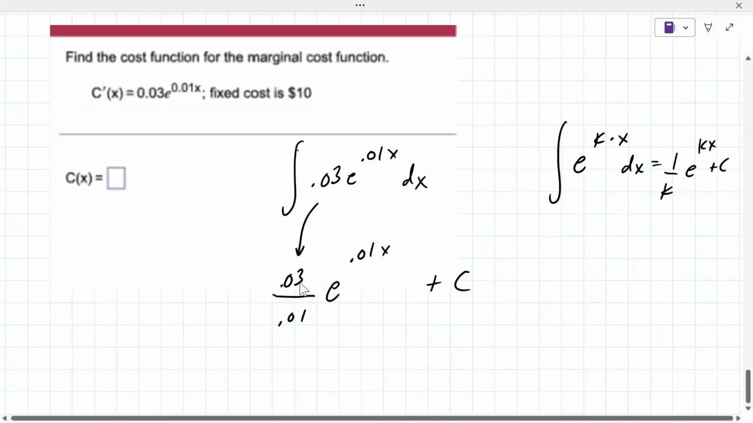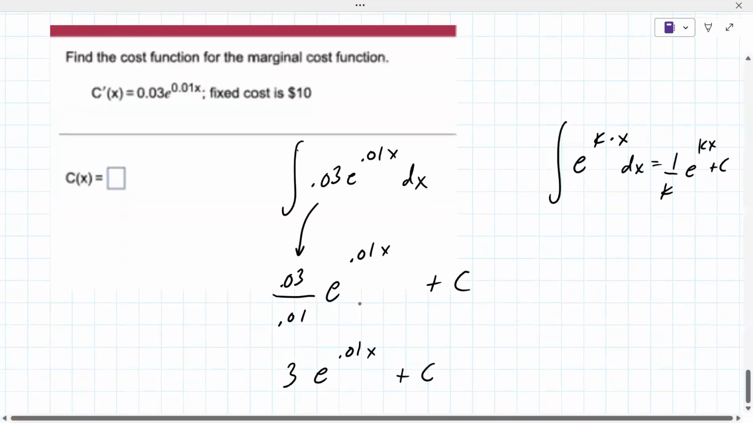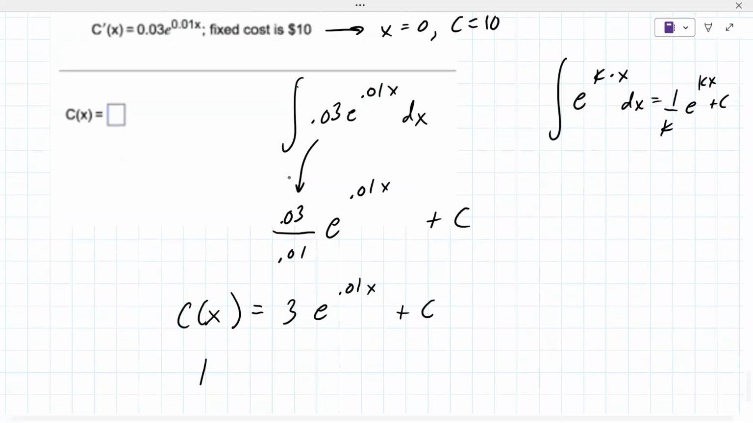All right, so this reduces to 3 in front. Okay, and then we use this initial condition. This fixed cost means that when x is 0, c is 10. So we're going to put those values in. 10 equals 3e to the 0.01 times 0 plus c.